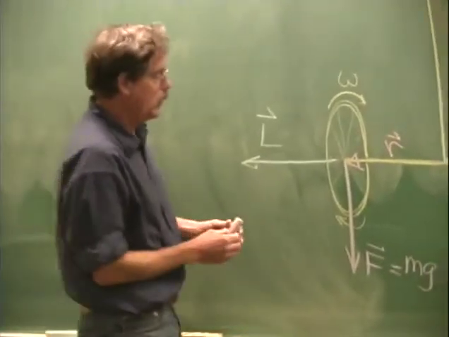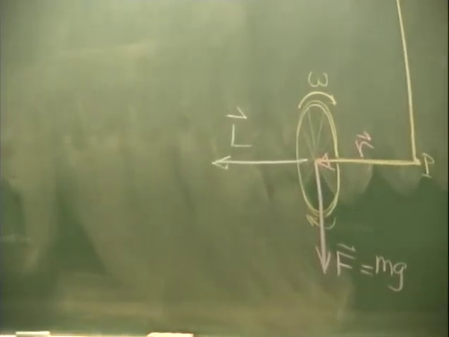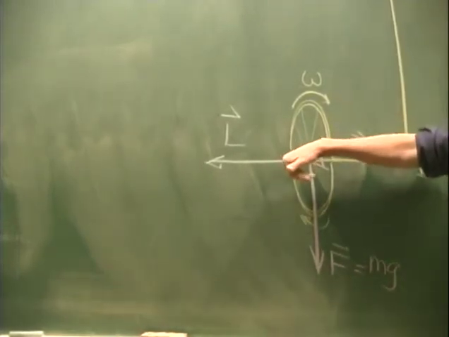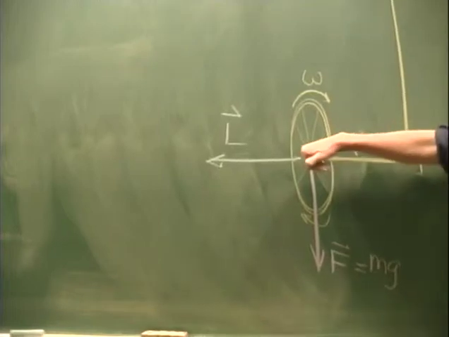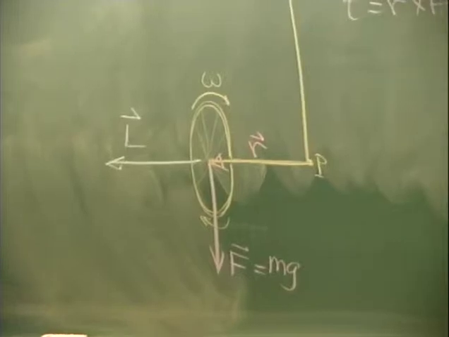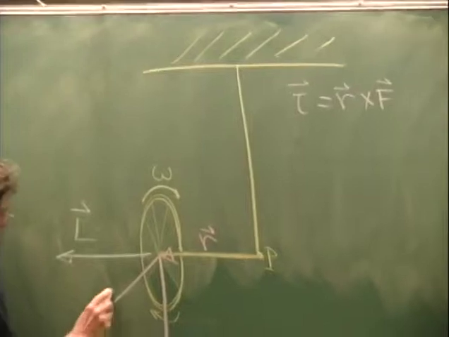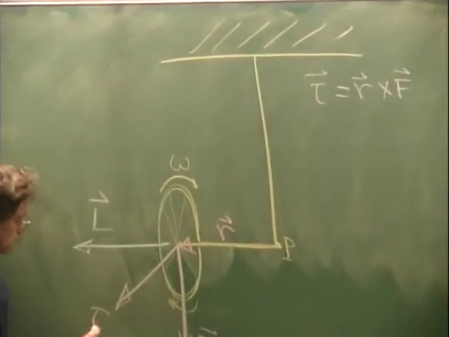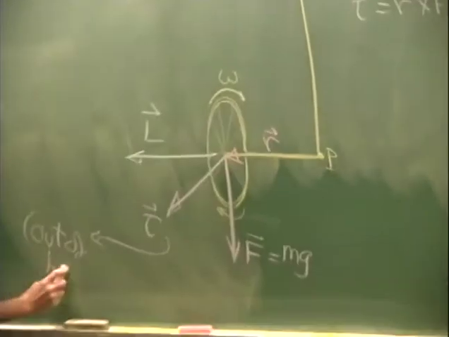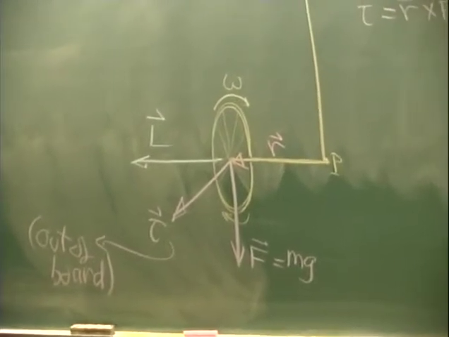Torque about P would be R cross F. That's R crossed into F. Put your fingers in the direction of R. Cross them into the direction of F. Your thumb indicates the direction of the torque. The torque is coming straight out of the board in this case. Right? Let's see if I can draw that. So the torque comes straight out of the board.